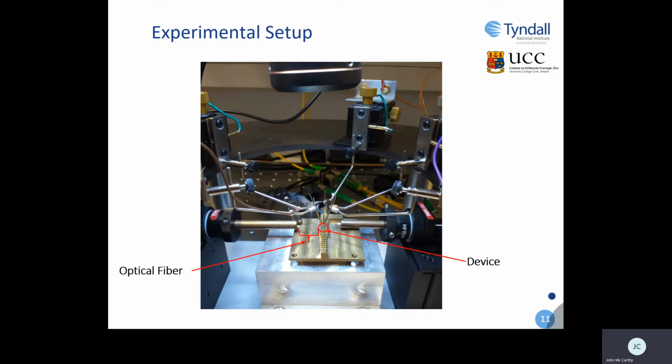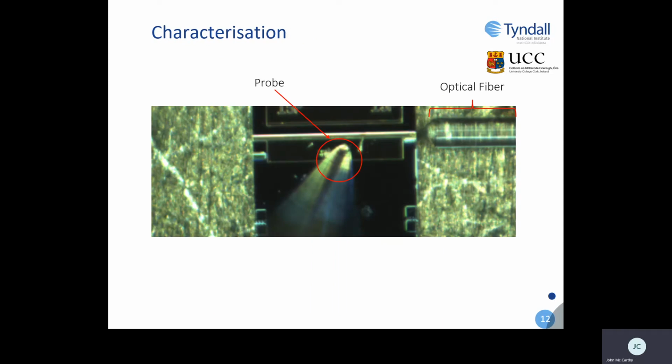Here's a close-up of the probing station itself. The device is placed on the chuck, and you can see the optical fiber to the left. So when we're probing the device, we view it through the digital camera. Here's what we would see. The probe is placed on the large contact pad you see to the bottom, and the optical fiber is used to collect the output of the device.